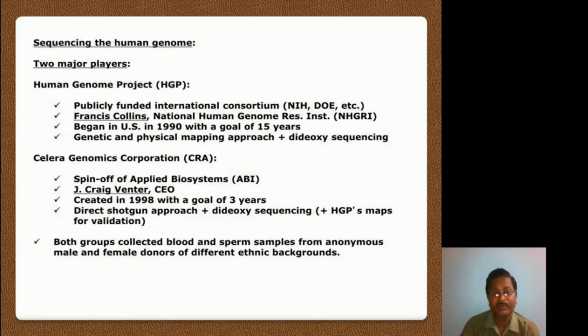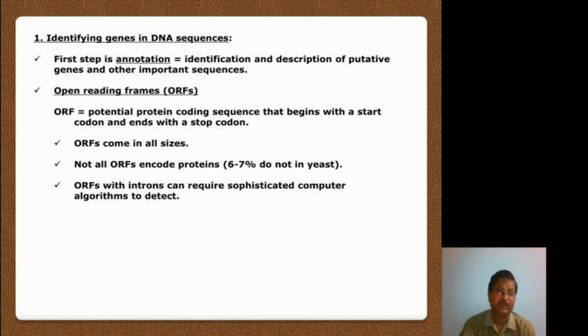They had a spin-off of Applied Biosystems, API. Then J. Craig Venter, CEO. Then they created this in the year 1998 with a goal of 3 years. Direct shotgun method and dideoxy sequencing along with the HGP's maps for validation is done. Both groups collected blood, serum and sperm samples from anonymous male and female donors of different ethnic backgrounds.